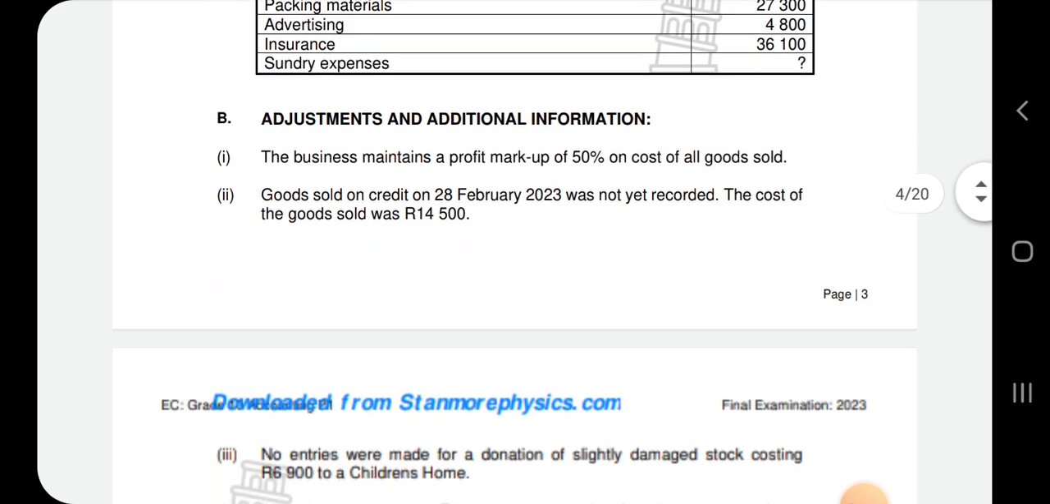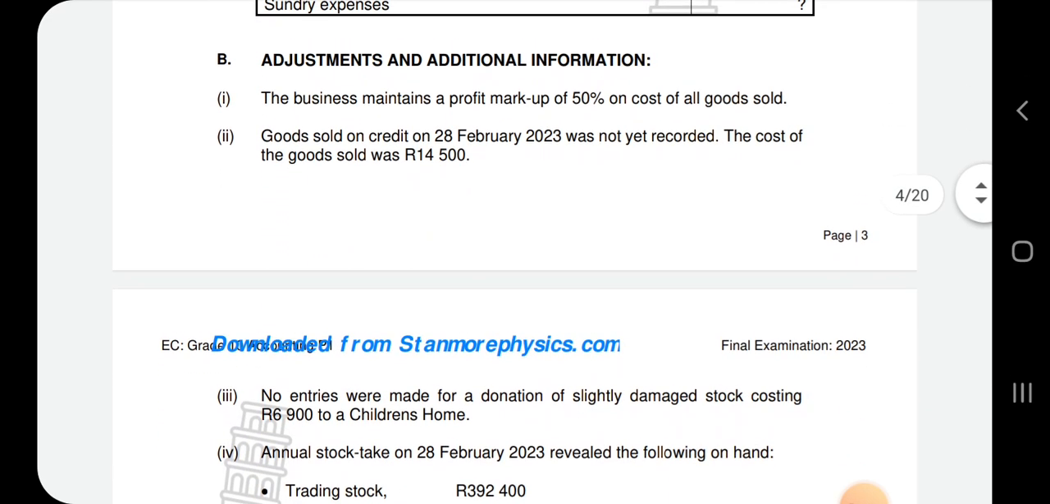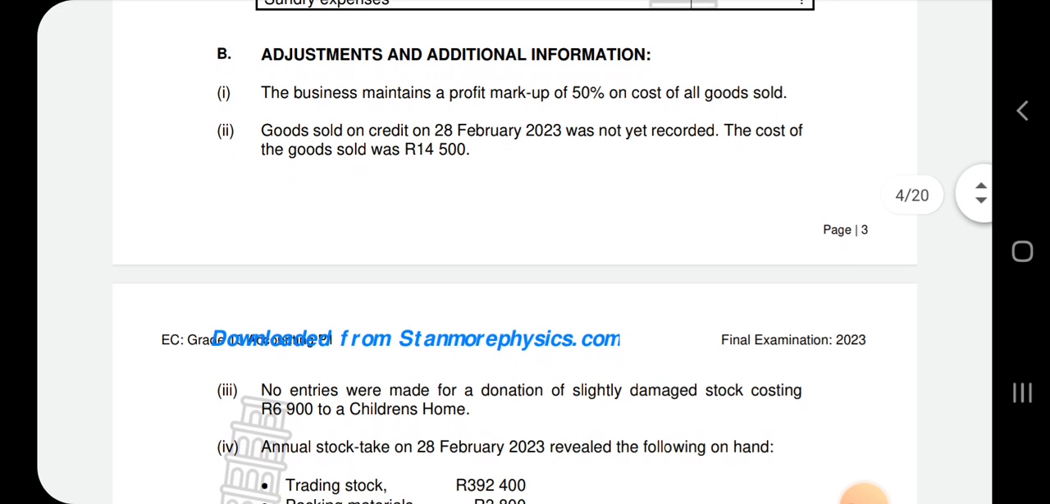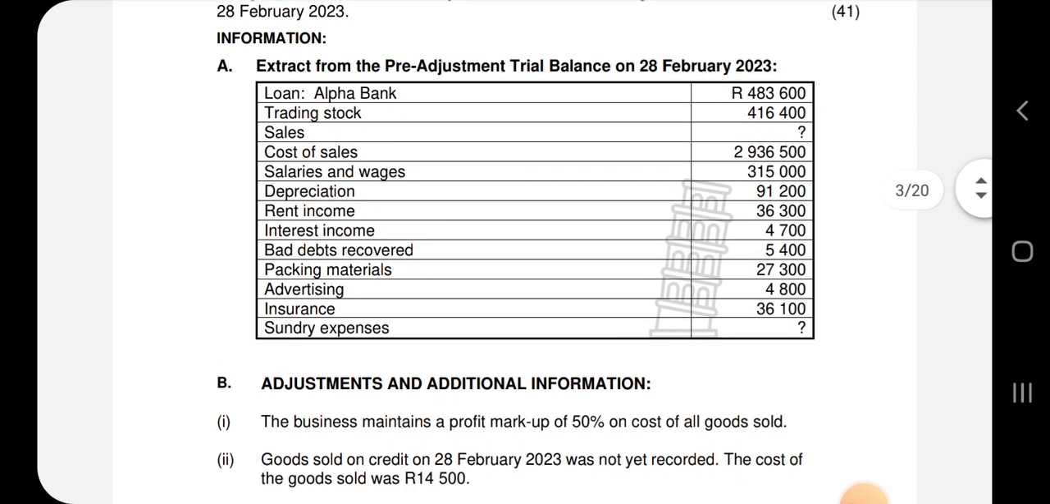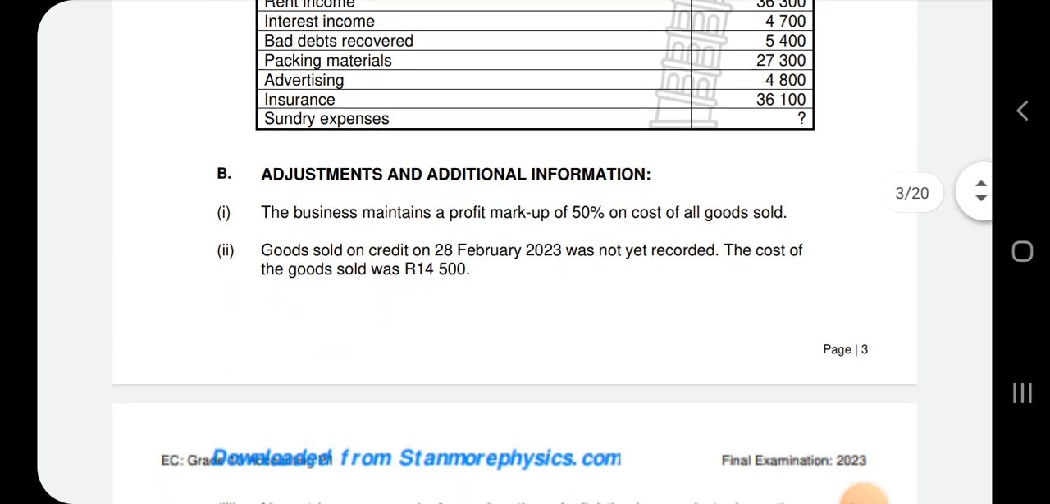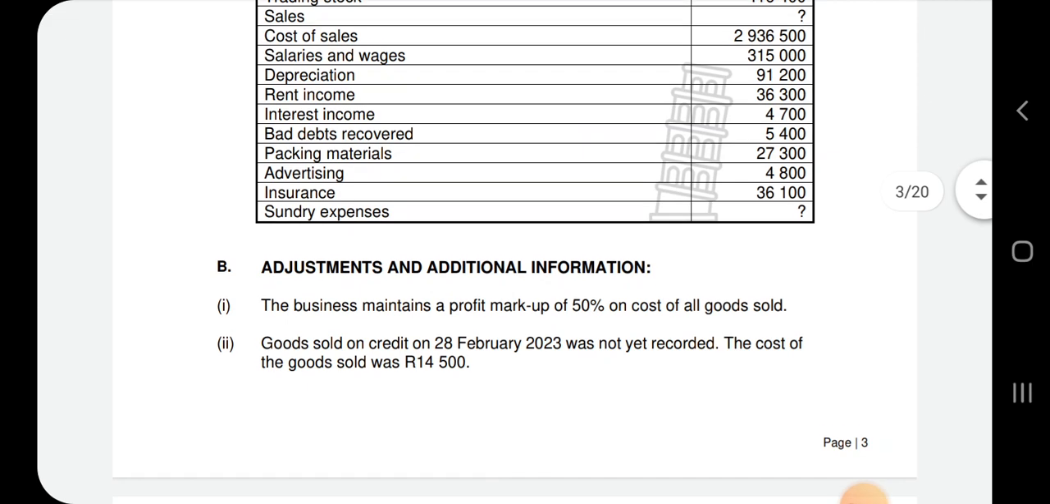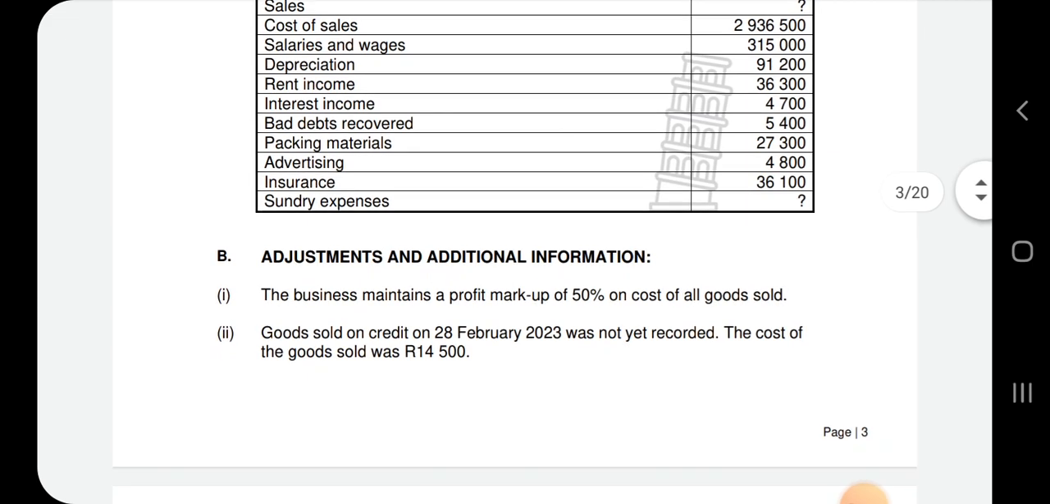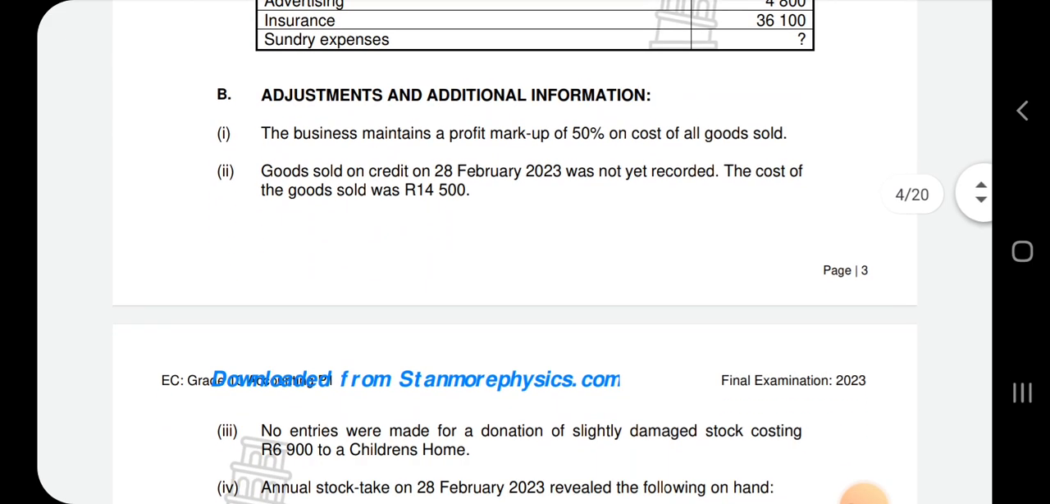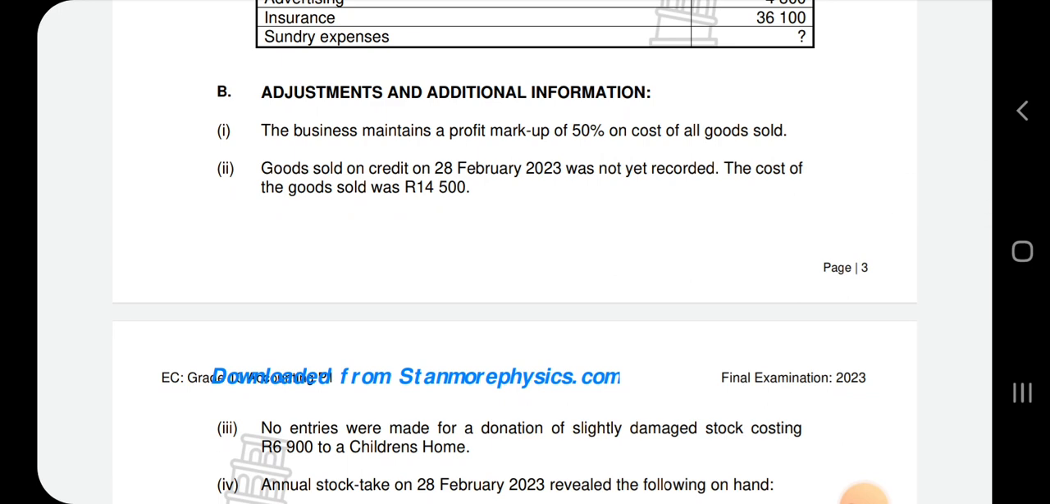So, adjustments and additional information. Let's see. We need to start with sales. The business maintains a profit markup of 50% on cost of all goods sold. Right? So the business maintains a 50% markup. You know about that. For the amount of goods sold, you just add 50%.